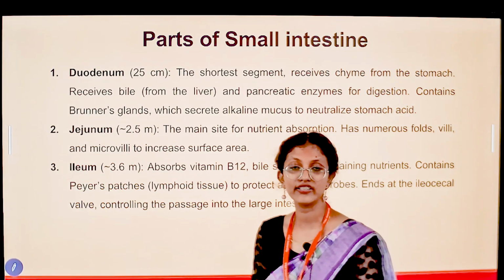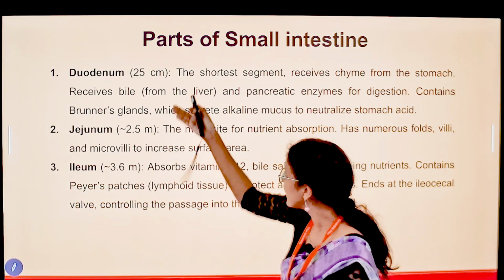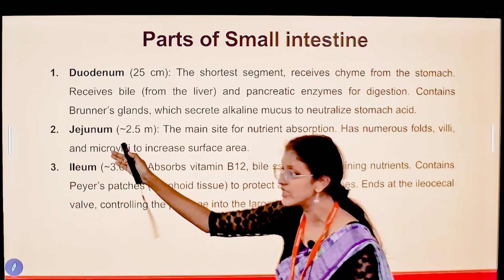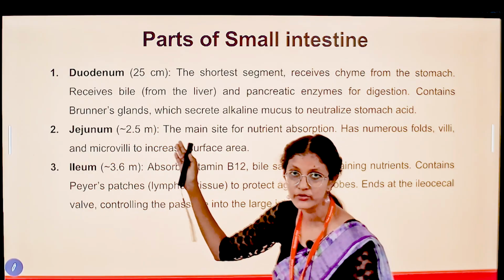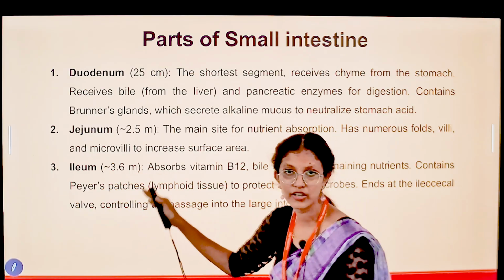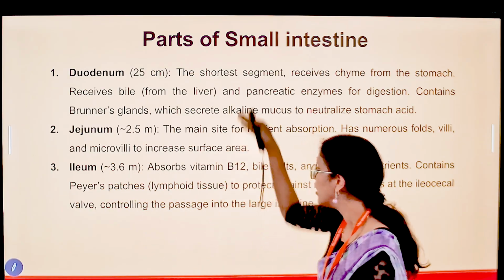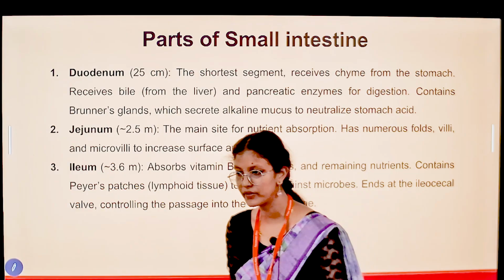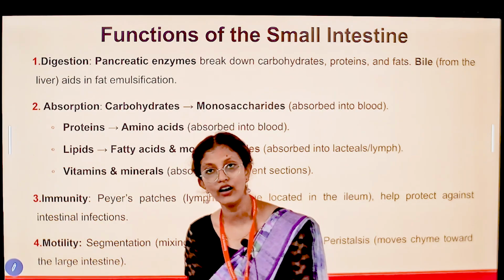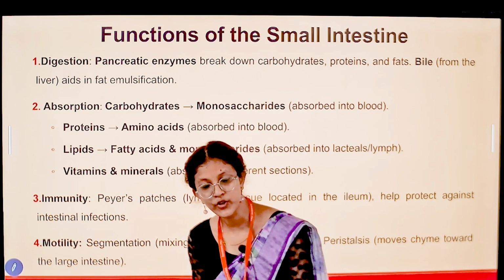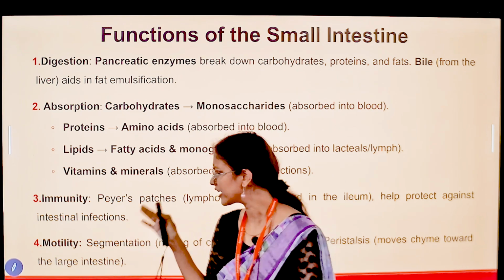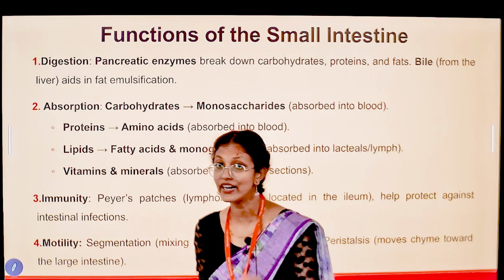And the parts of the small intestine: it begins with the duodenum, which is around 25 centimeters, and the second part is the jejunum, which will be around 2.5 meters. It actually depends on the person, and the ileum is around 3.6 meters. So here you can see different types of absorption also occurring, and the functions are digestion, absorption, immunity and motility.